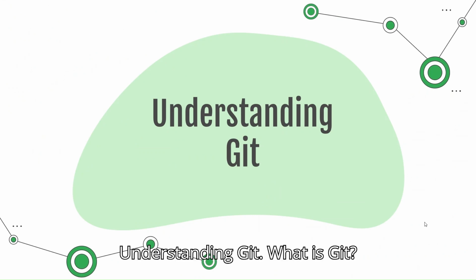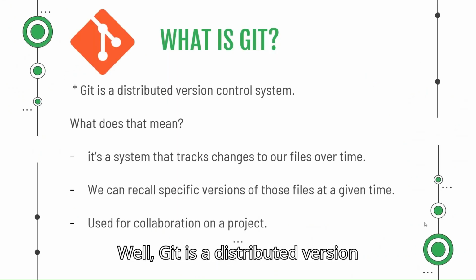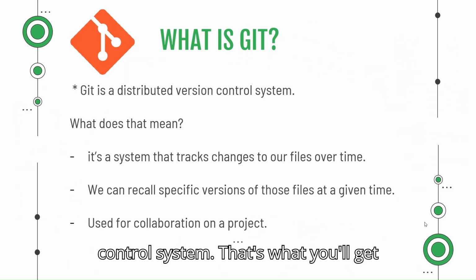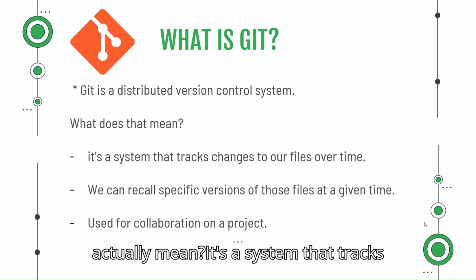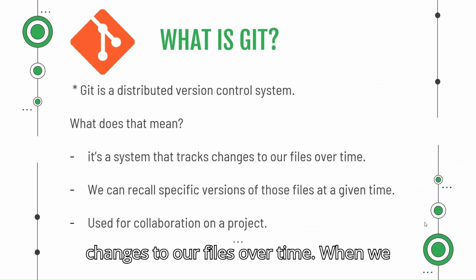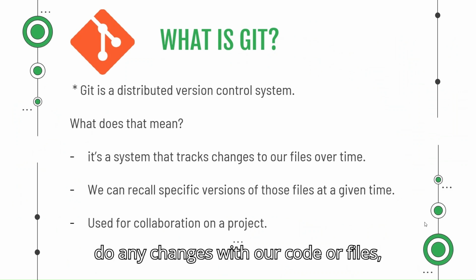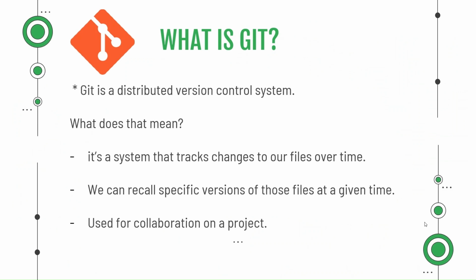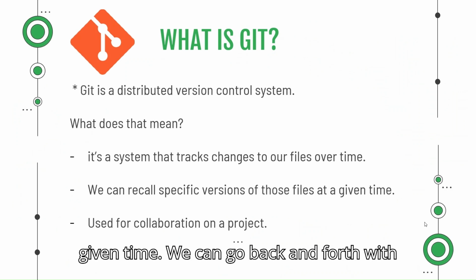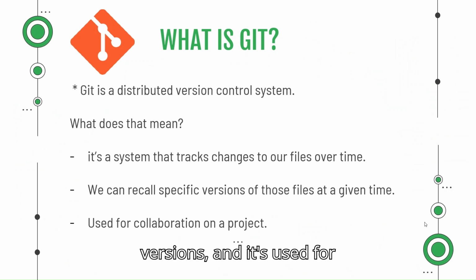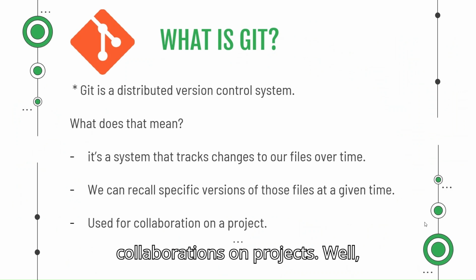Understanding Git. What is Git? Well, Git is a distributed version control system. That's what you'll get when you Google it. But what does that actually mean? It's a system that tracks changes to our files over time. When we do any changes with our code or files, it will track them. And we can call specific versions of those files at a given time. We can go back and forth with versions, and it's used for collaborations on projects.